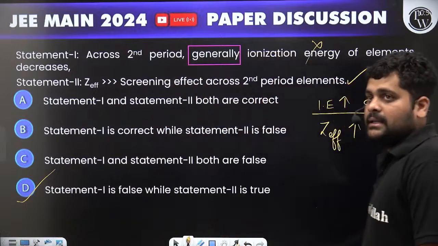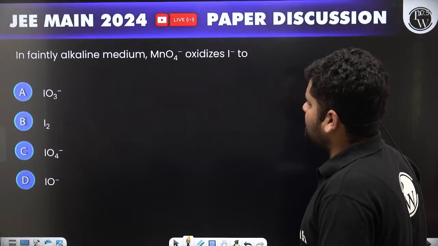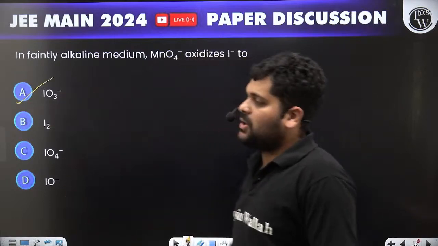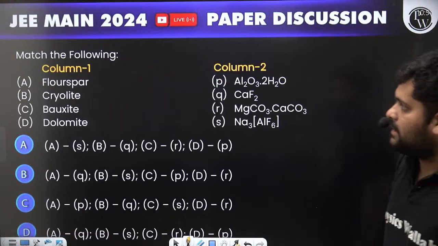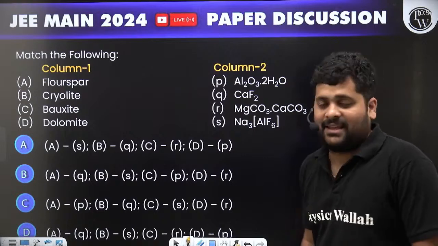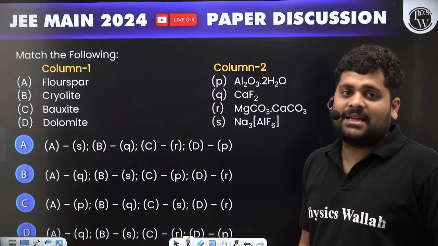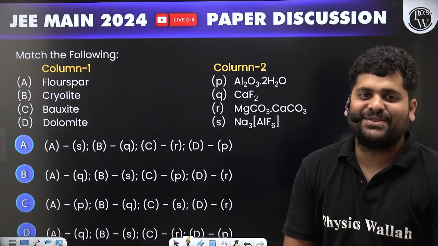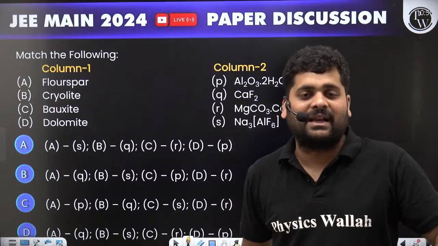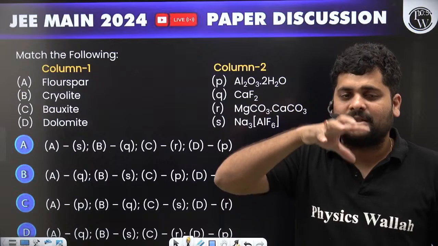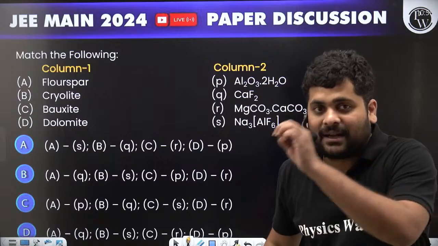Okay, right. Next, in faintly alkaline medium MnO4 minus oxidizes I minus. This has been repeated. It oxidizes I minus to IO3 minus. Okay, now the next one, match the following. This particular question, you might have been thinking that this has been asked from the metallurgy chapter, but that is not true. For every p block chapter, whether it is from class 12 or class 11, initially an introductory part has been given about their occurrence. So from that part it has been asked.